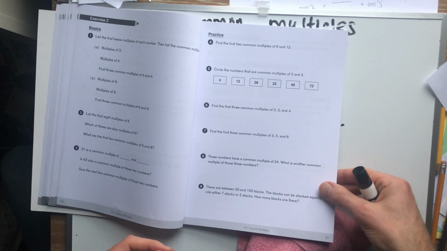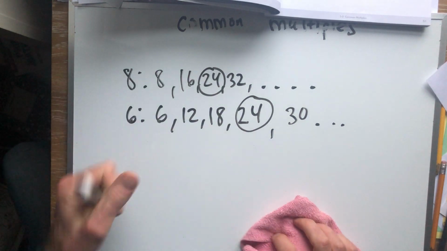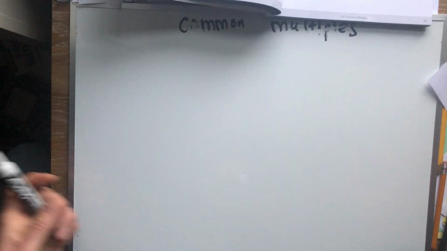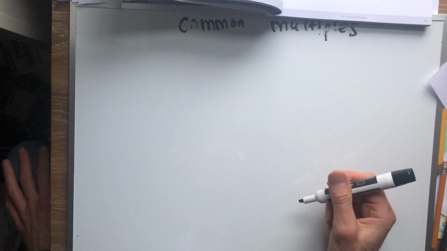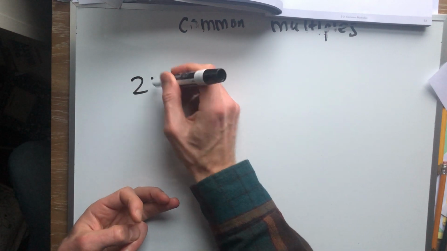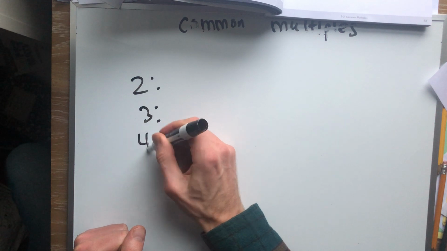Okay, then number 6 and 7, they give you 3 numbers to find common multiples of each. So that's kind of hard. So they have 2, 3, and 4. And they say, hey, find the first 3 common multiples. Well, I'm not going to find all 3 for you, but I'll help you find 1. So you just have to list them all.